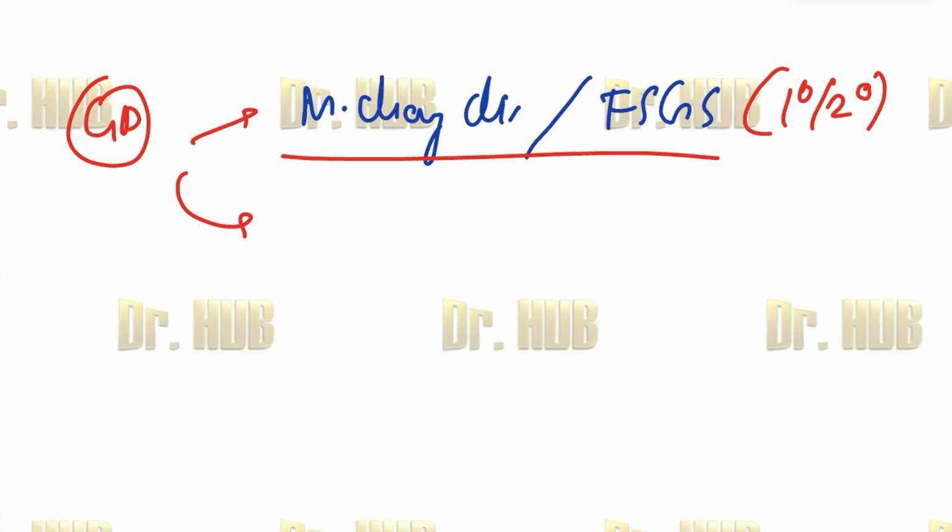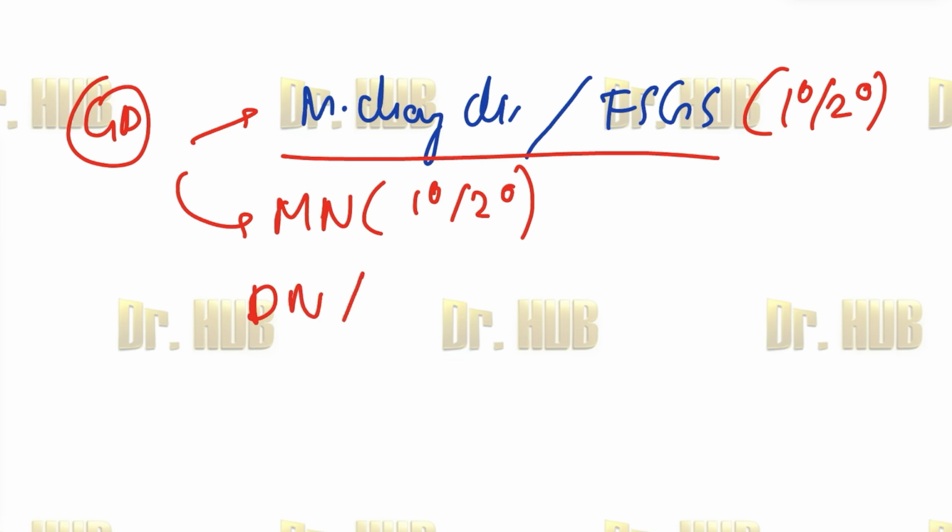Next is membranous nephropathy, which is also primary and secondary. Then comes diabetic nephropathy as well as amyloidosis.